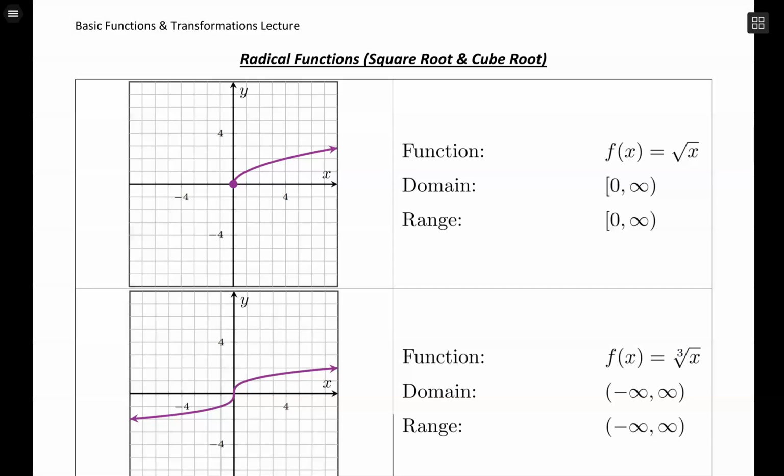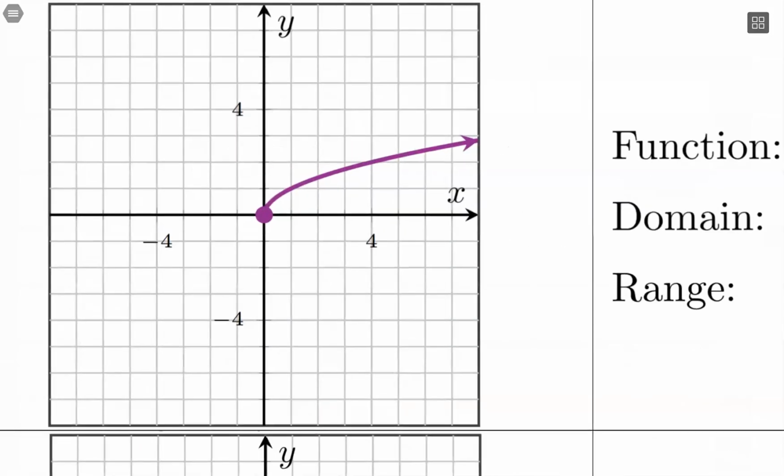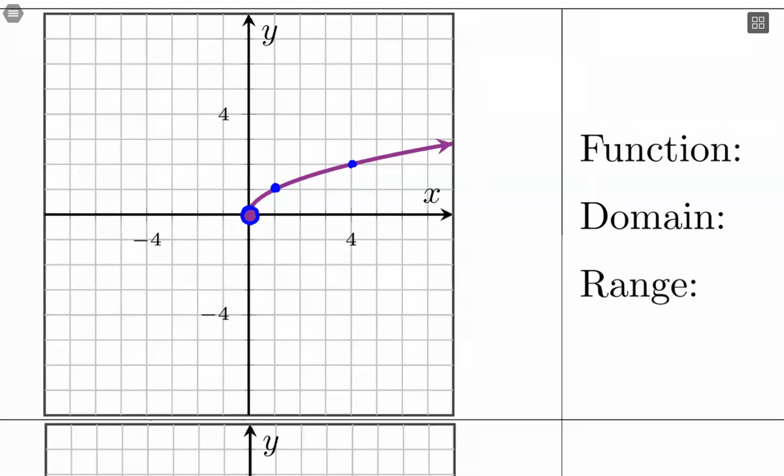So let's do the same thing, but with radical functions. When we have a square root, some things to notice is that we start at the origin, so that'll be an important point. And then you could think of, if we plug in, square root of 1 is 1, square root of 4 is 2, and square root of 9 is 3. That can give you a few good coordinates to start working with as you go through the transformations. Even just those three are perfect.